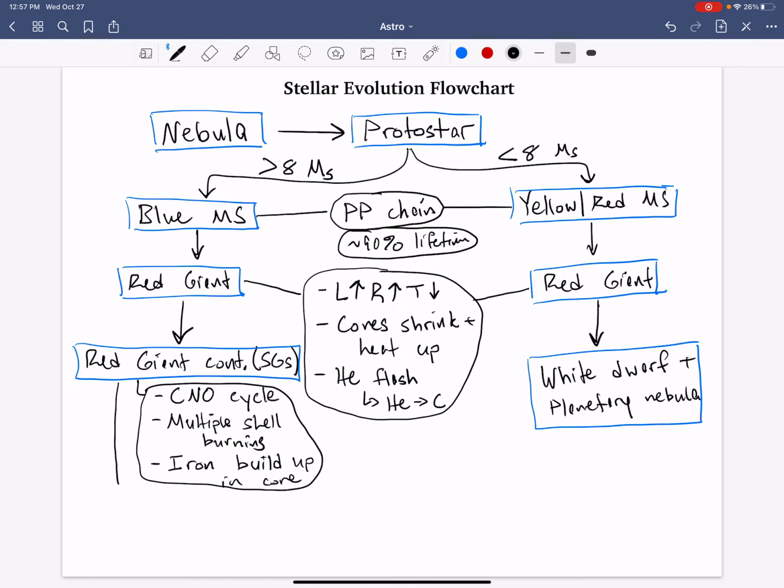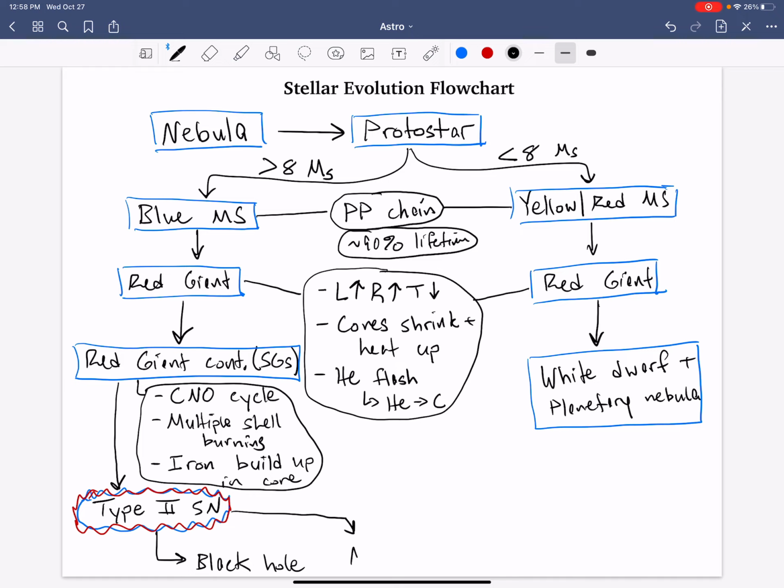So now let's go down there. And now we have specifically a type 2 supernova. In other words, a core collapse. So let me put some squiggles around this, both blue and red. Okay, squiggles around the type 2 supernova, the core collapse. And at this point, there's one of two outcomes that the star can become. It can become either, let's do it here, a black hole, or it can become a neutron star.